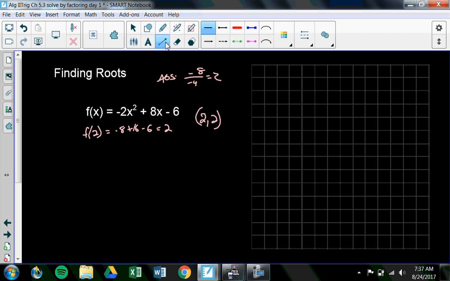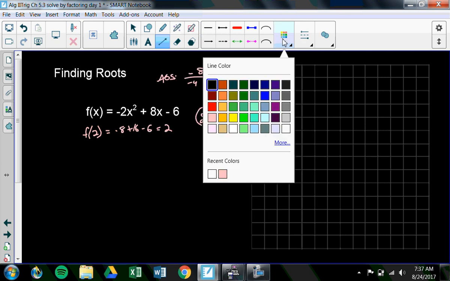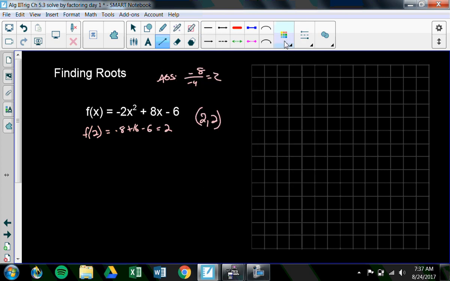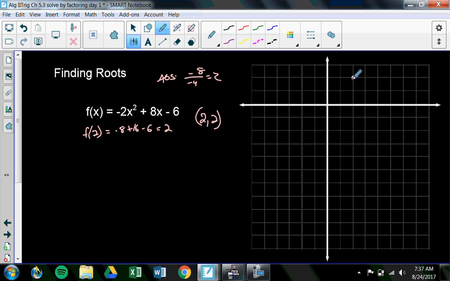So I'm going to draw on a quick set of axes here. If it's 2, 2, and I know this graph is pointing down, I'm going to give myself a lot of room up here. So put the point 2, 2 here. If I factor this, I'll have negative 2 times x minus 3 times x minus 1.